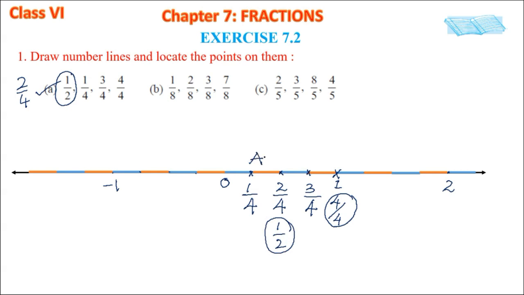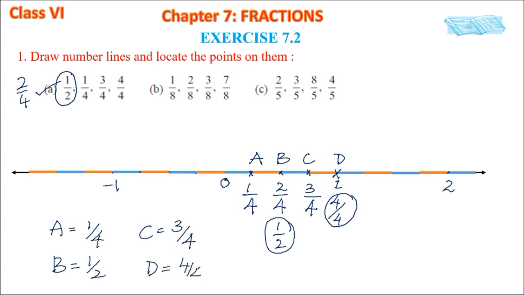So if I mention A, B, C, D here, point A represents 1 upon 4. The point B represents it's 1 upon 2. The point C represents it's 3 upon 4. And the point D represents 4 upon 4. So now we have located these numbers on the number line.